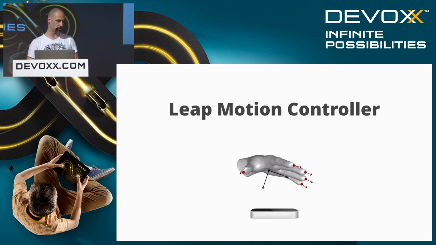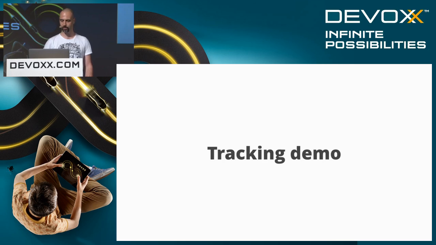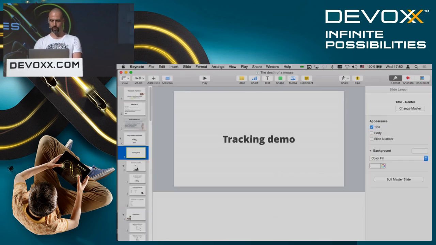So this is the Leap motion controller that you see down here. It's a little device. You can see it on the screen. And what it does, it basically measures the position of your hand and your hands and your fingers in 3D space. So let me show you a little demo of what that looks like.